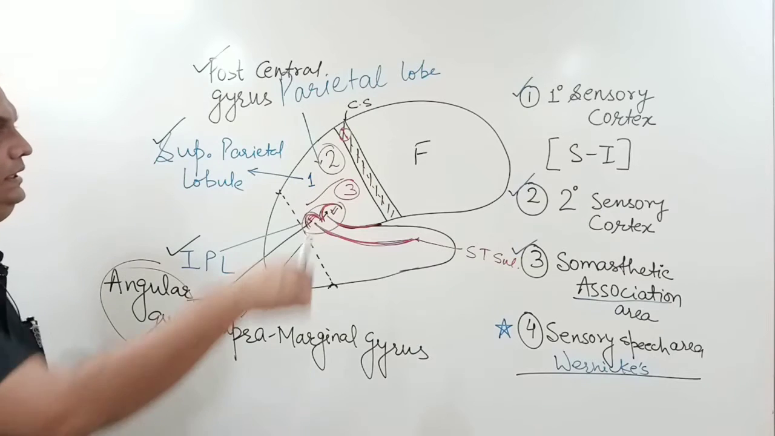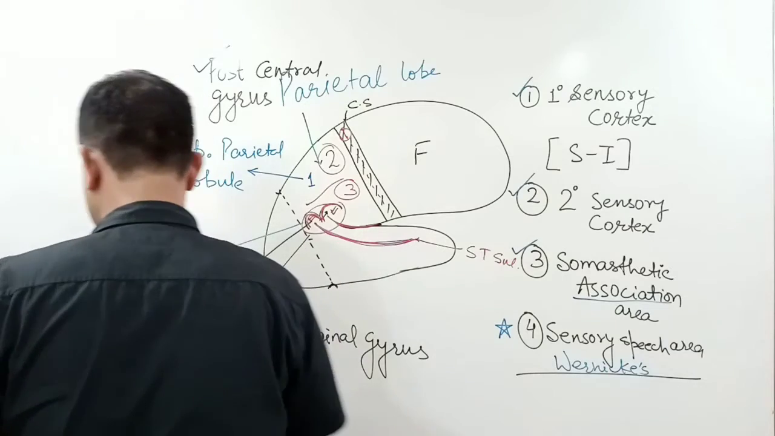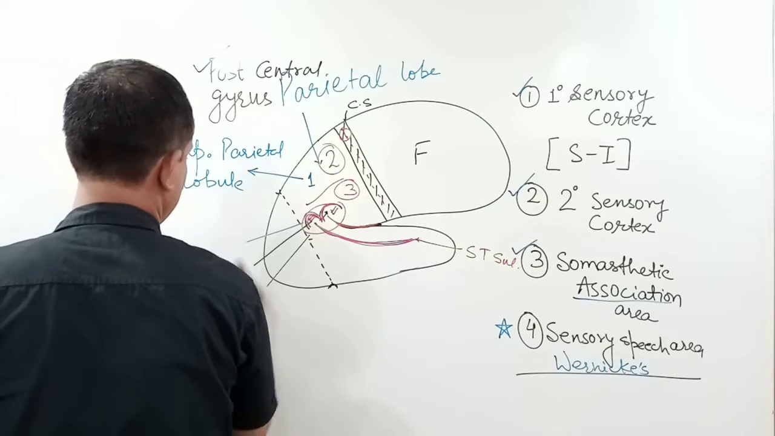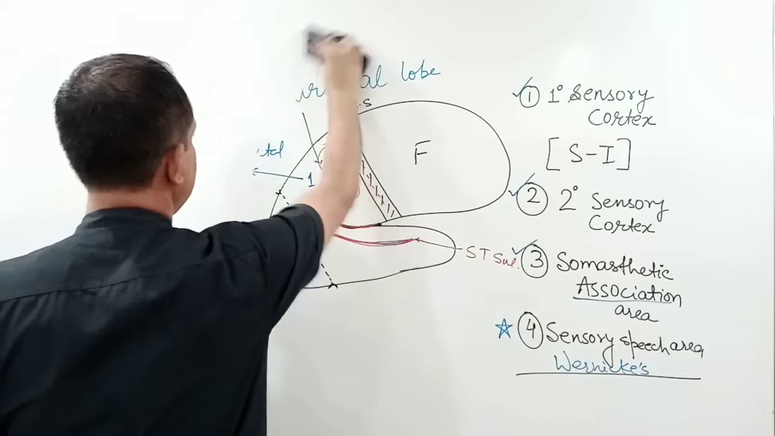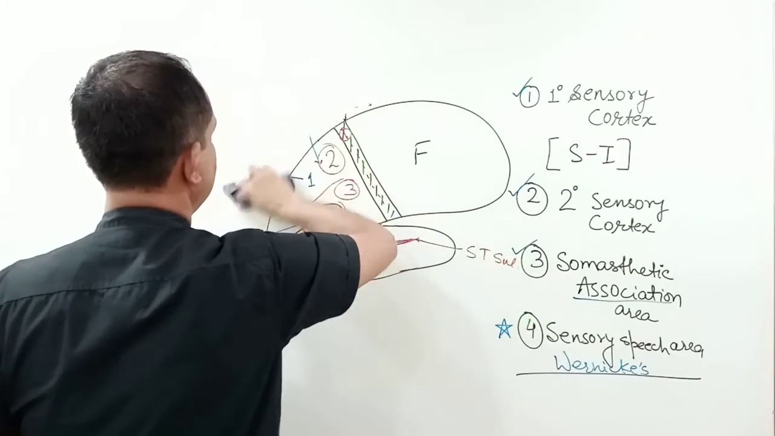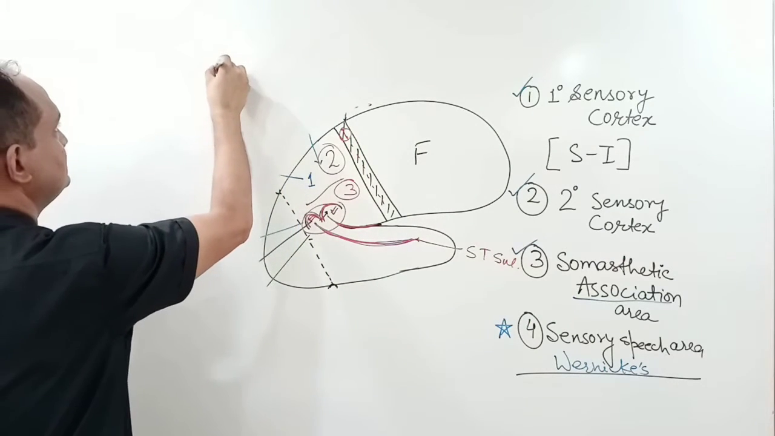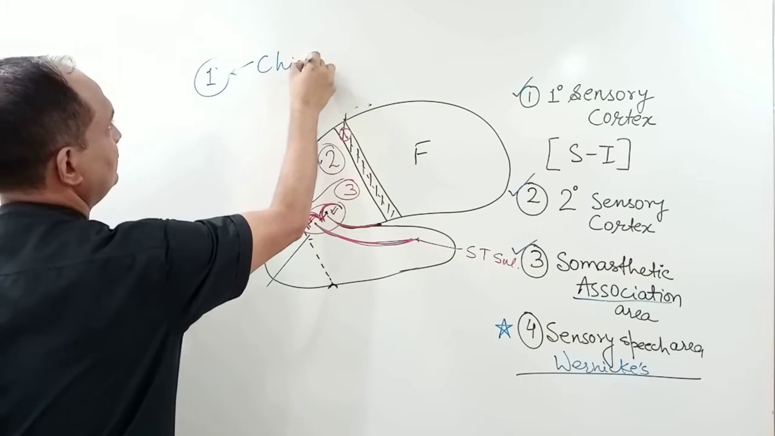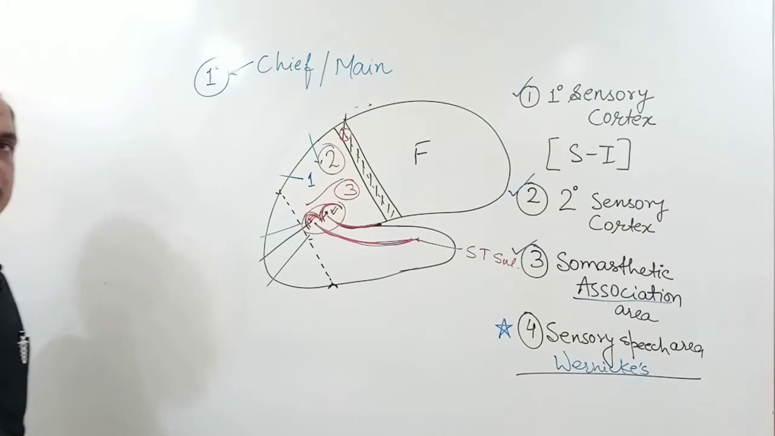Now, first we will see the primary sensory cortex. The first question is, what is the meaning of primary and what is the meaning of secondary cortex? When we see the sensory areas, we use the words primary and secondary. The primary sensory cortex means the area which receives the chief or main input coming from the thalamus.